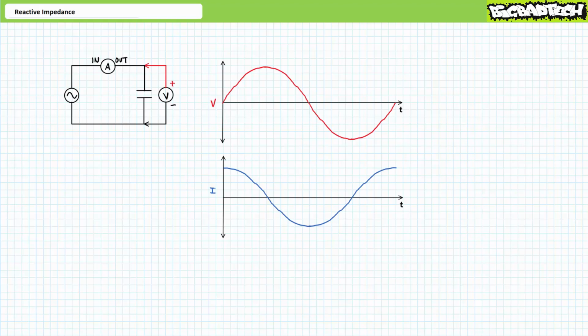Let's take a look at a full cycle of an AC waveform in quarter cycle increments. The first quarter cycle is characterized by rising voltage. This capacitor is charging. The next quarter cycle is characterized by falling voltage. This capacitor is discharging. The next quarter cycle is characterized by increasing voltage magnitude. This capacitor is again charging. Finally, the last quarter cycle is characterized by decreasing voltage magnitude. This capacitor is discharging.